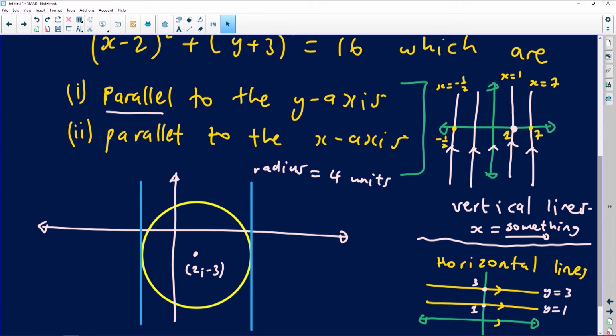We've got 2 tangents that happen to be parallel to the y-axis. Those lines are parallel to each other. They're also parallel to the y-axis. This is parallel to that, and it's also parallel to the other line. So we're looking for the equations of those 2 lines.